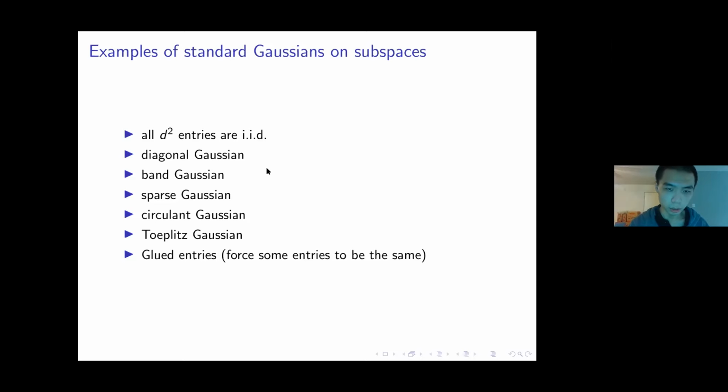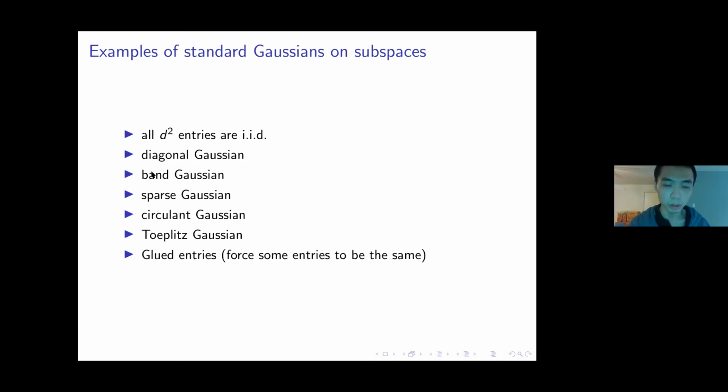Band Gaussian, so that's the matrix where those entries near the diagonal are i.i.d. Gaussian, but entries that are far away from the diagonal are set to be 0. So it's a generalization of diagonal Gaussian. Just that we relax, rather than diagonal, we allow those entries near the diagonal to be i.i.d. Gaussian also. But if it's far away from the diagonal, then it's 0. That's the random band matrix.